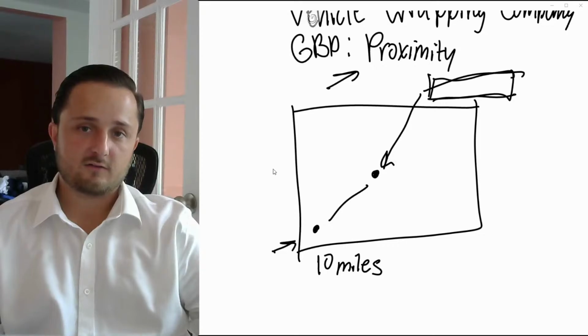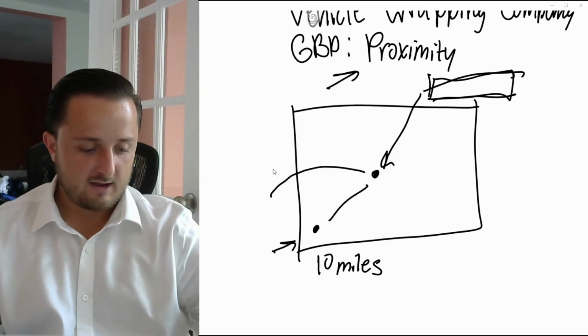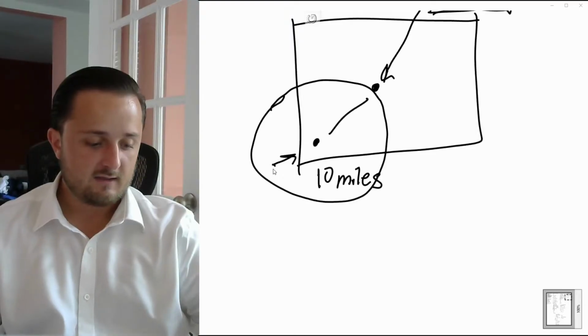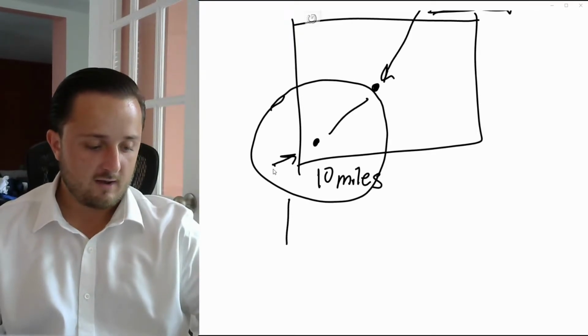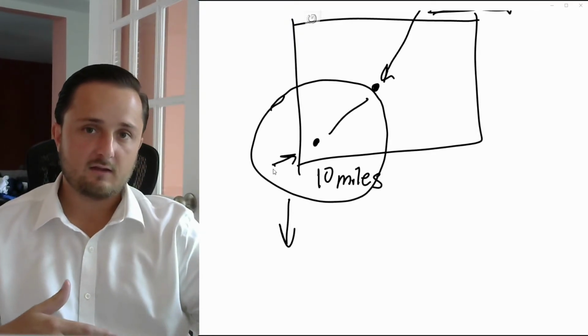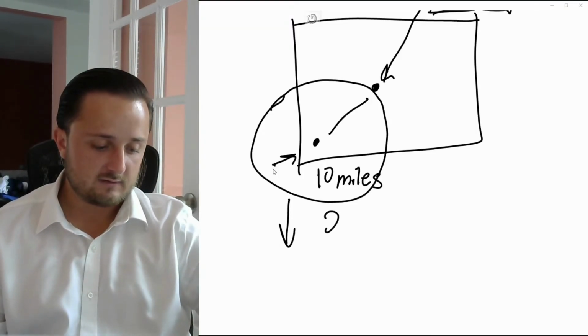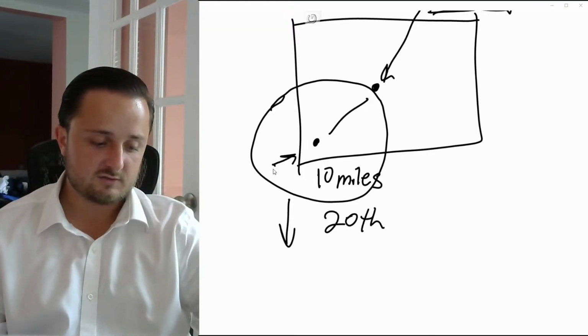When you get to that outer rim or outer radius of a Google Business Profile, at the 10-mile mark you start dropping heavily. I would consider that you're out of search. For me, out of search means you're below the 20th position, or you're around the 20th position.